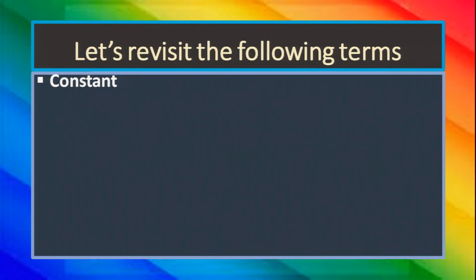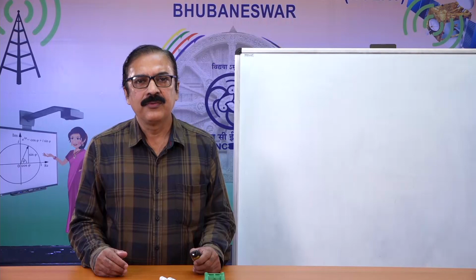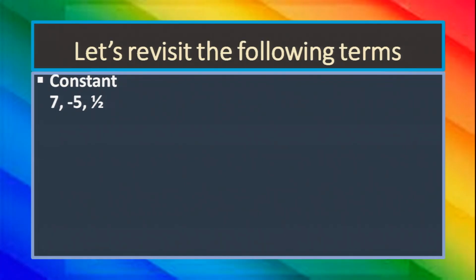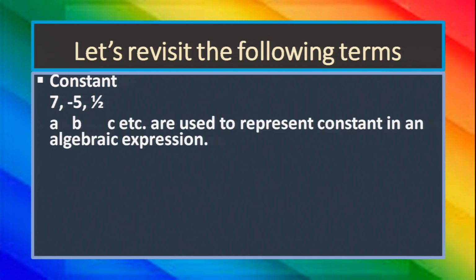So let's start with constant. What is constant? As we know, the constant means the value will not change, such as 7, -5, 1/2. That means all the numbers as we use are usually constants. However, in algebraic expressions, we also use a, b, c. These are also used to represent a constant.